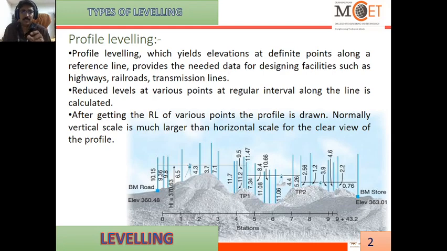The procedure for both is the same, but if the survey goes along the center line, it is the longitudinal profile. Perpendicular to the center line, that is the cross-sectional profile. The readings taken will be plotted in the table and the calculation will be made. We will see what they are.